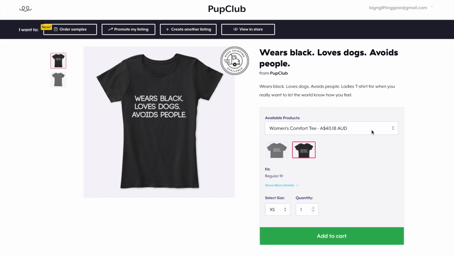This pricing is set in Australian, but you can set it in USD. I was targeting people in the US. It has a pretty basic bit of a bio here on it, and it still sold. That's pretty funny, because I didn't even really put much work into that at all. It's such a basic shirt, and it comes in one color: wears black, loves dogs, avoids people.